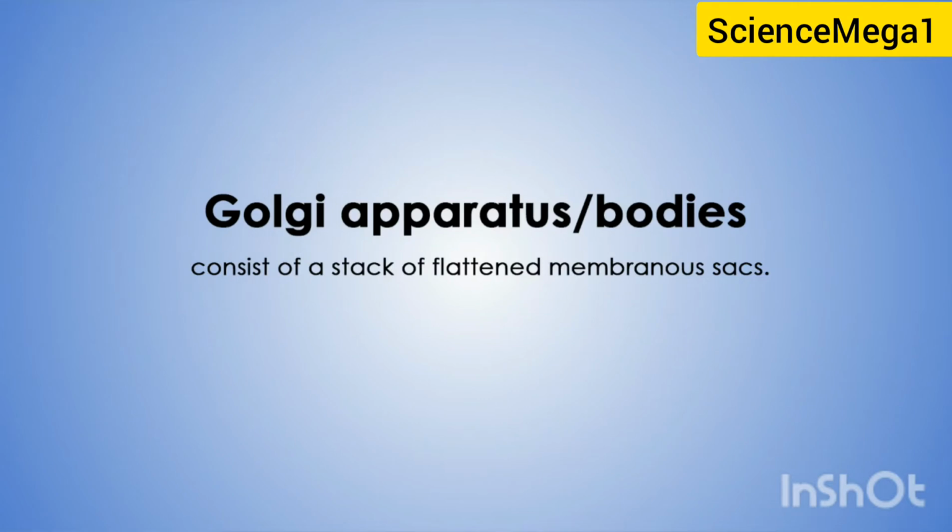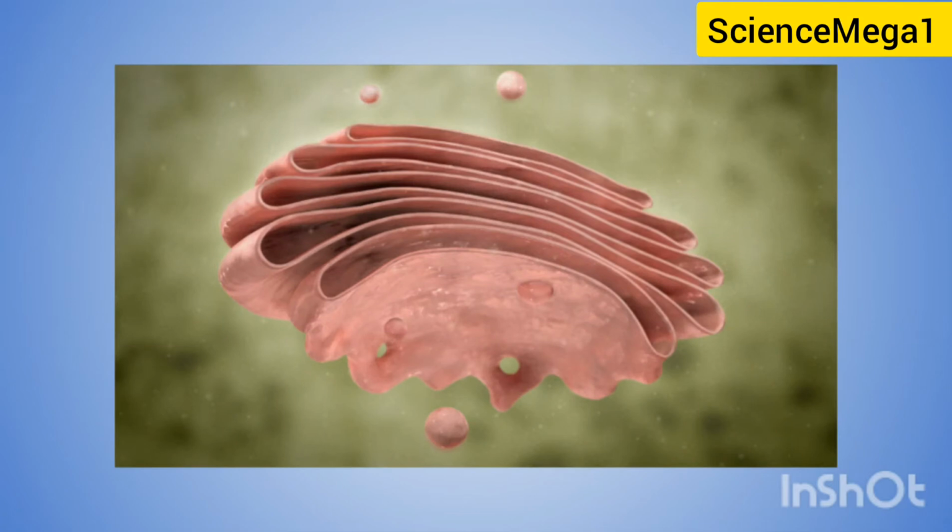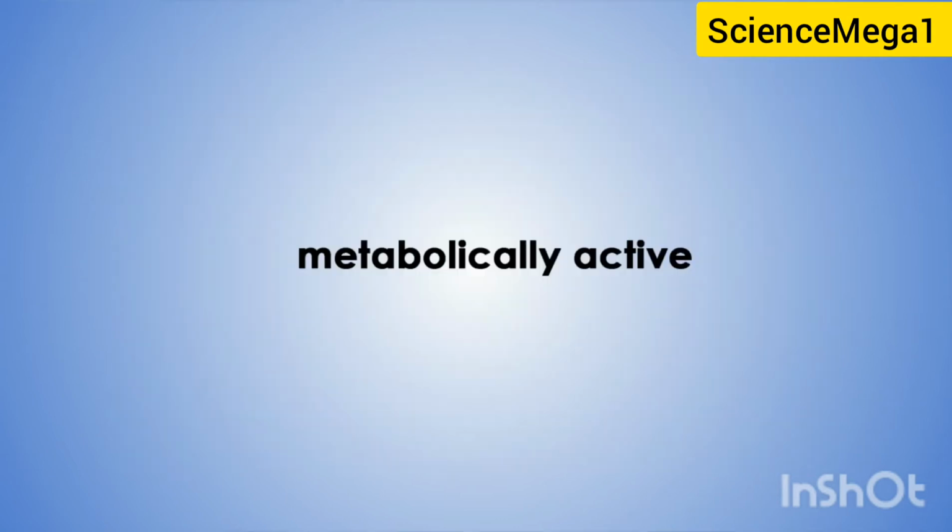Let's turn our attention now to the Golgi apparatus, or what you call the Golgi bodies. Golgi apparatus consists of a stack of flattened membranous sacs. This organelle, which is named after the biologist who first reported it, is present in all cells. However, it is prominent in cells that are metabolically active.